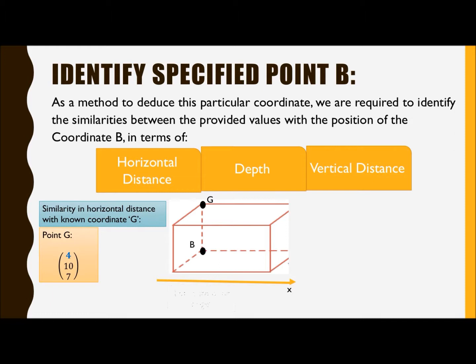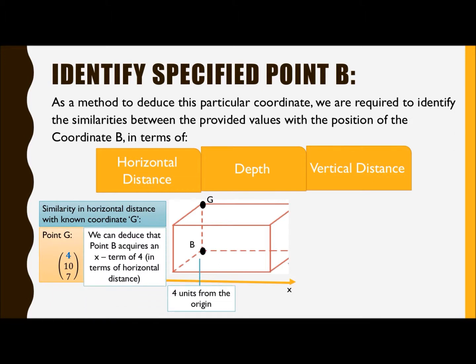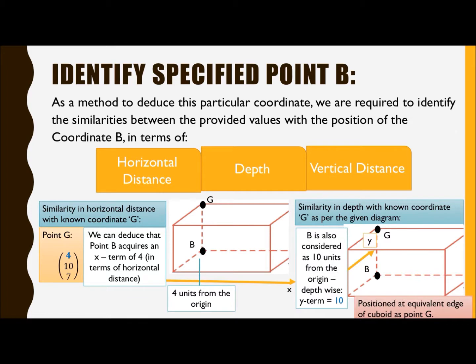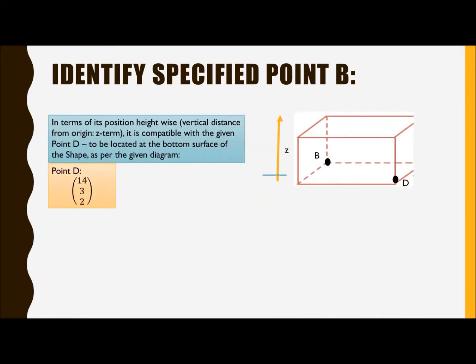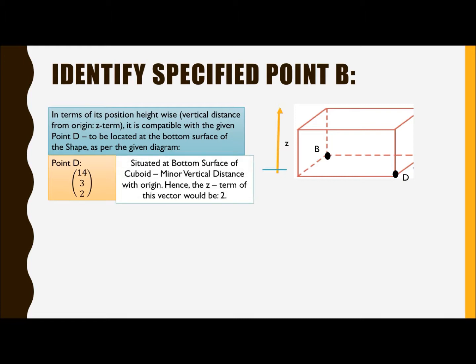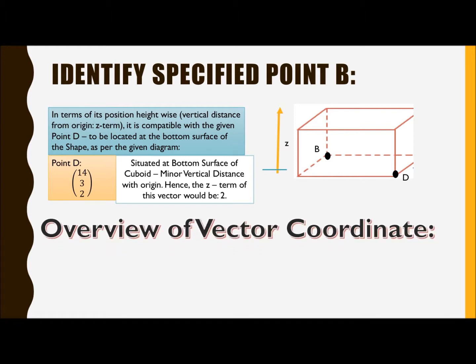Thus, we can identify a similarity in horizontal distance with known coordinate G, to obtain a horizontal distance of 4 units from the origin, while in regards to its y term, known as its depth onto the shape, it has a similarity with point G, being positioned at an equivalent edge of the cuboid. Hence, its y term is 10. Finally, it has a similarity in vertical distance from the origin with known coordinate D, being placed upon the bottom surface of the cuboid, hence being equal to a z term of 2. Thus, as an overview, this vector coordinate is 4, 10, 2.